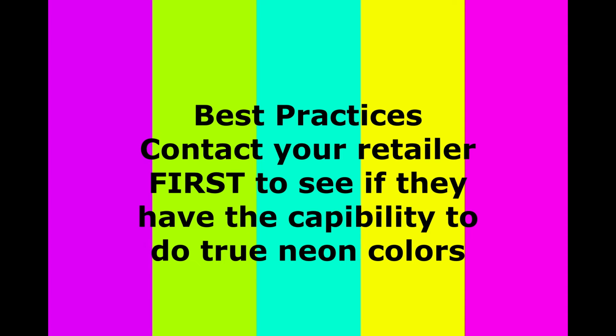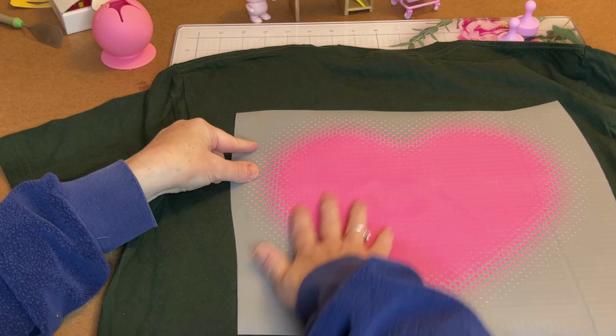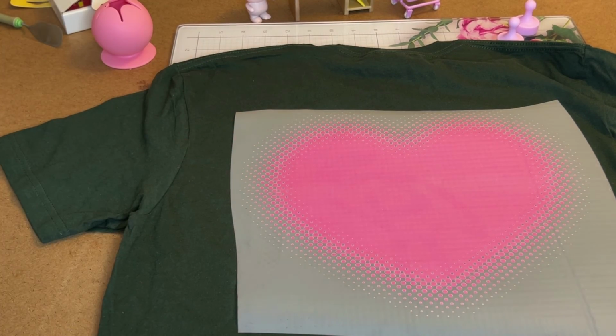Speaking of neon, DTF printers need a very specific color to print really vibrant neon colors. So if you're going to do any neons, make sure you contact your retailer first to see if they can even produce neon colors. The last image we have to look at is the pink heart with the halftone. You can see that does the kind of glow effect without so much white spanning out. So halftone works a lot better.